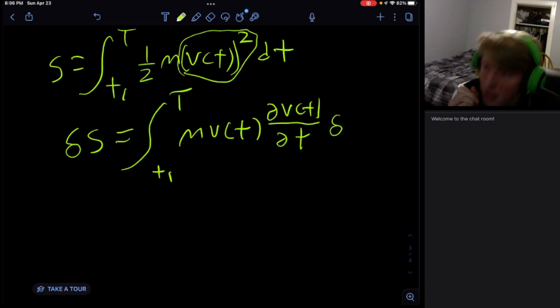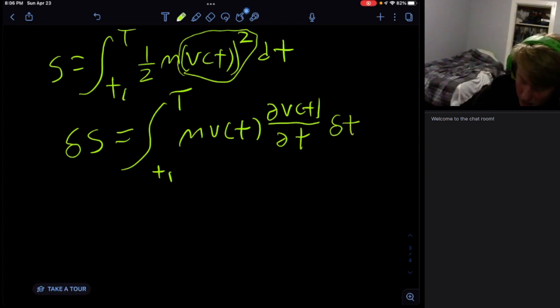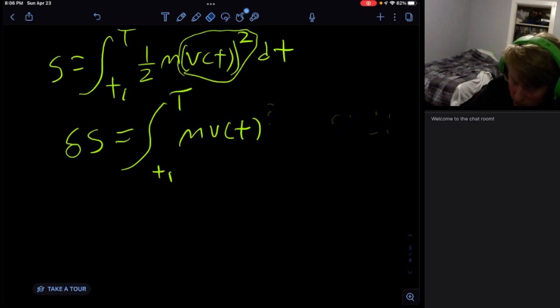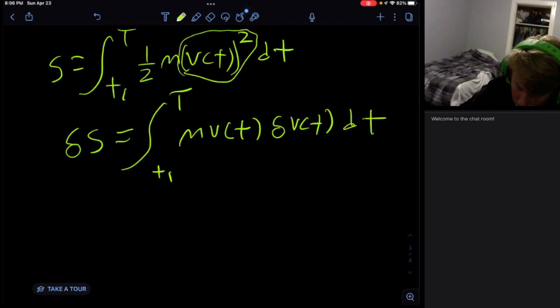I think it'll work. It should work out, right? Even if it doesn't, we'll find a way. I'm just disliking the way that having this dt kind of looking thing is kind of... Yeah, here's what we'll do. We're not going to do this partial derivative. We're just going to go ahead and straight up say we're taking a variation of v of t, and then leave a dt there. And this is equal to 0.